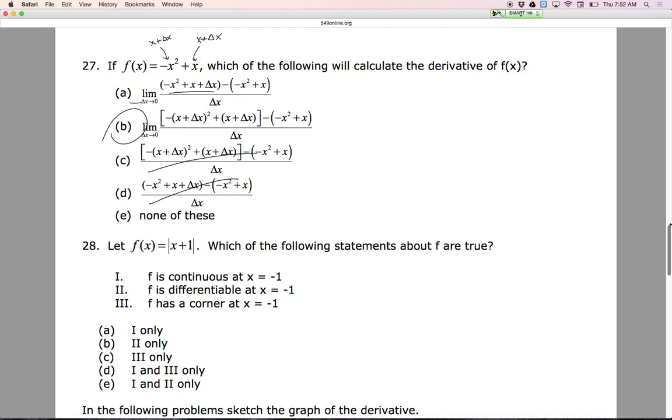All right, 28 is always fun. Let's talk about this, because everybody has been getting confused on it. What do you worry about when you see absolute values?